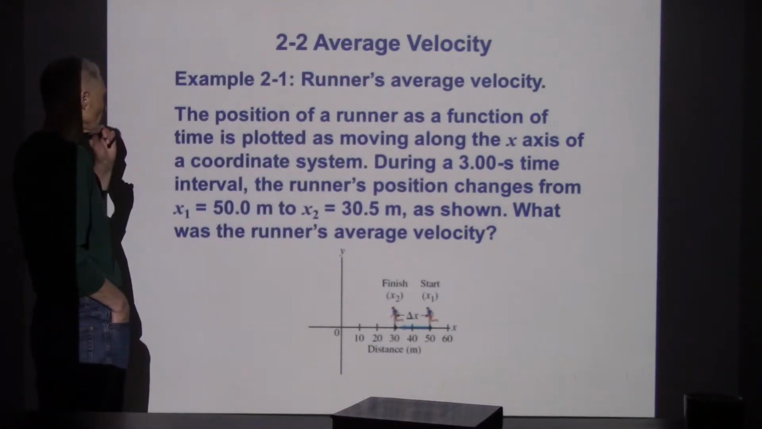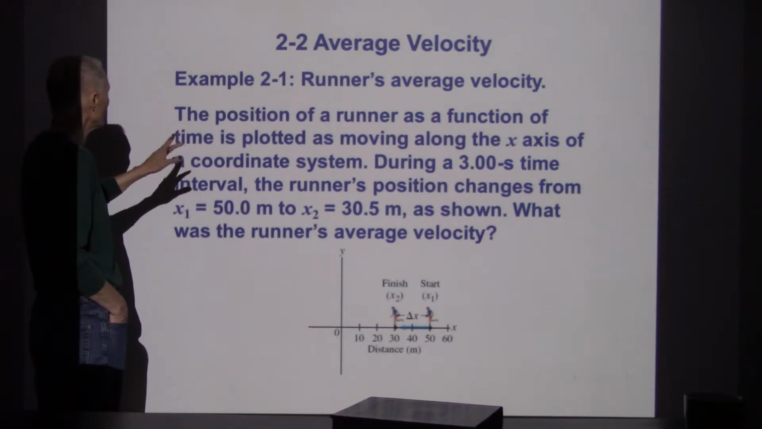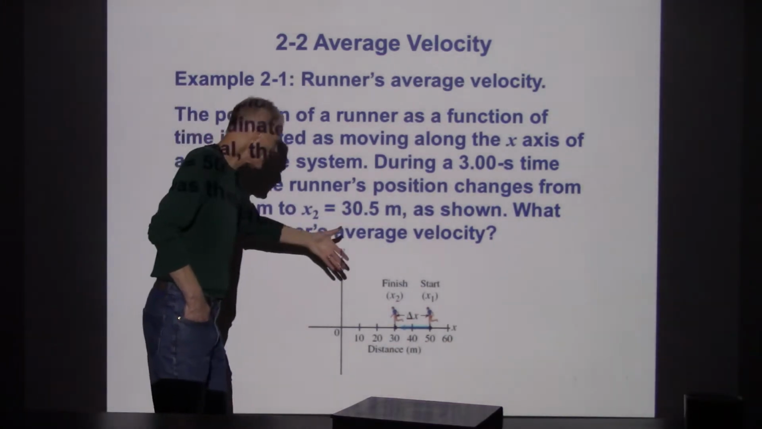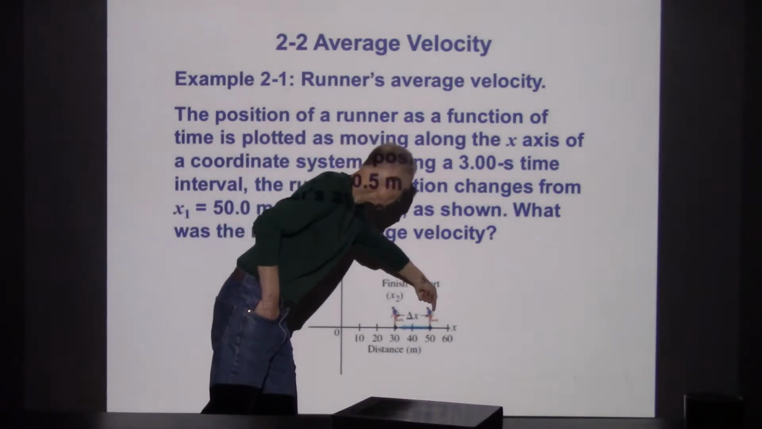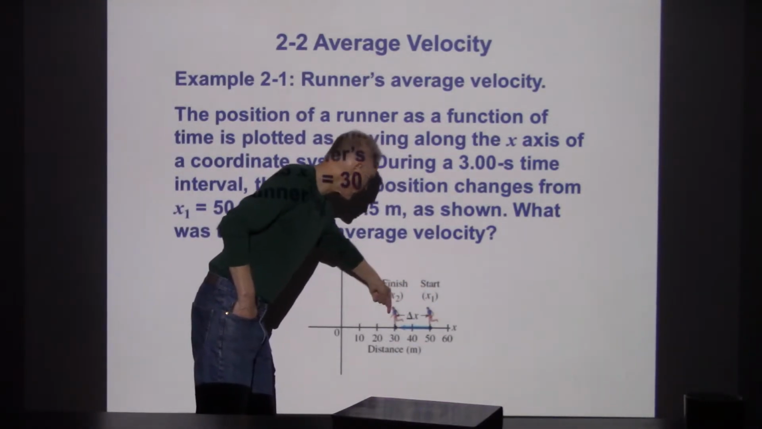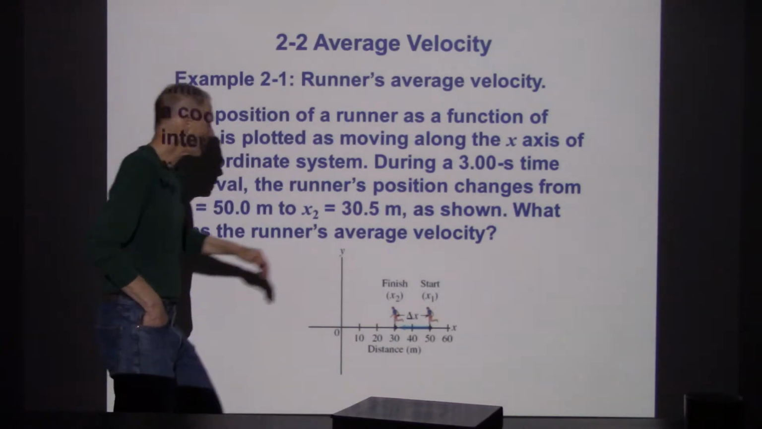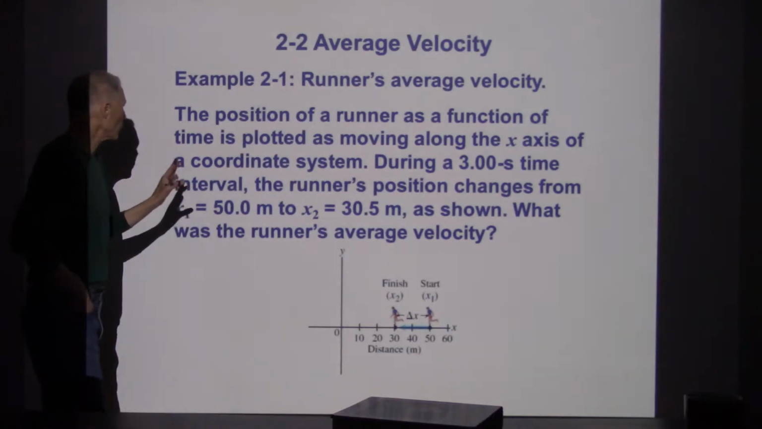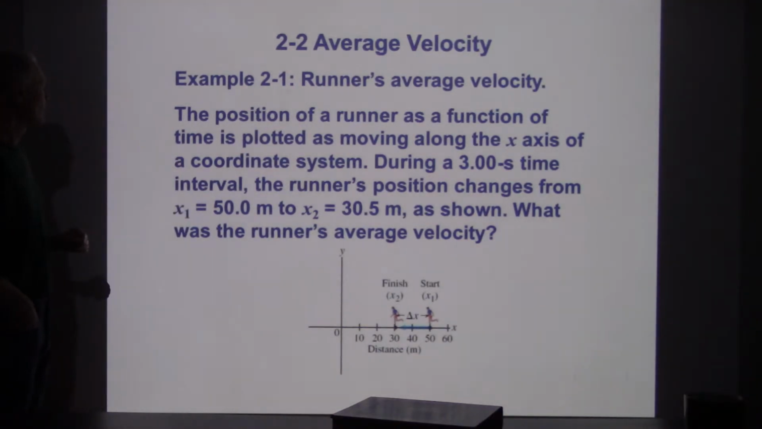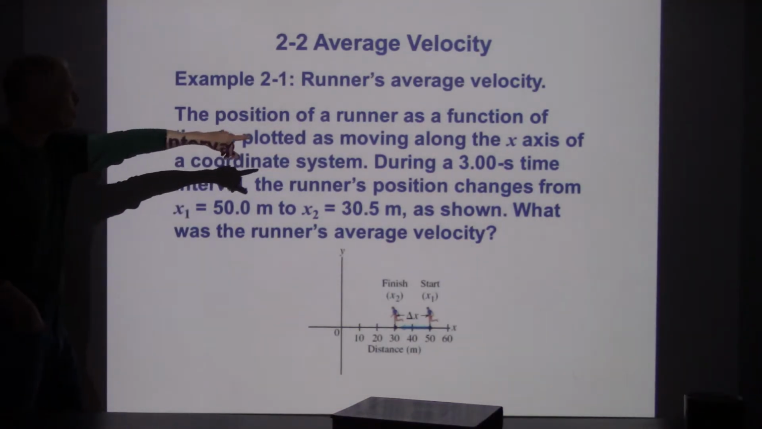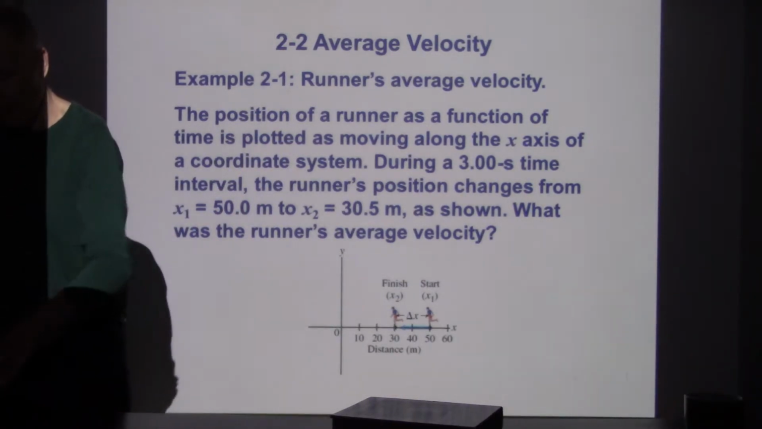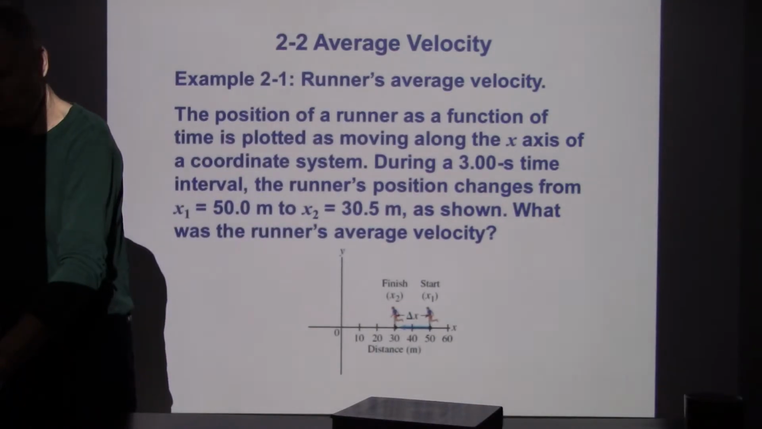So here's another example. It says that as a function of time, we've set up an x-coordinate system to follow this person. They've gone from the 50-meter mark to the 30-meter mark. So we'll call this x1, we'll call this x2, and so we can calculate a delta x from that, and then it's going to all occur during a 3-second time interval. So I want to think of that as time interval. What was the runner's average velocity?